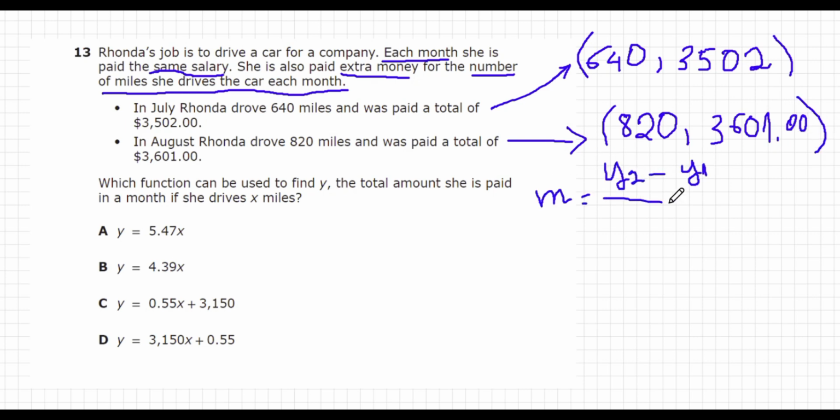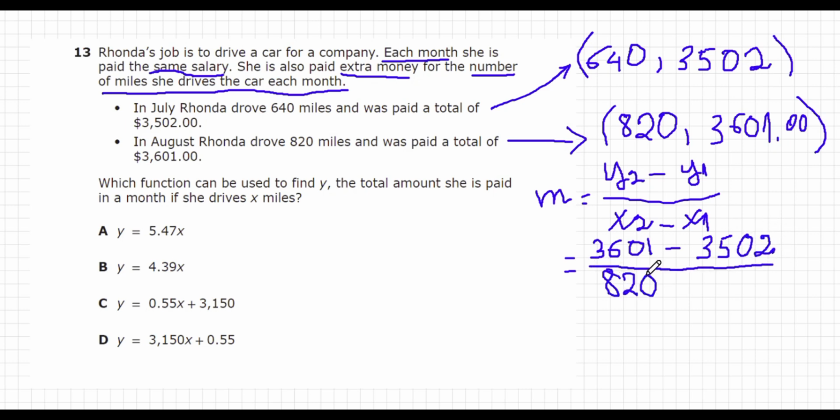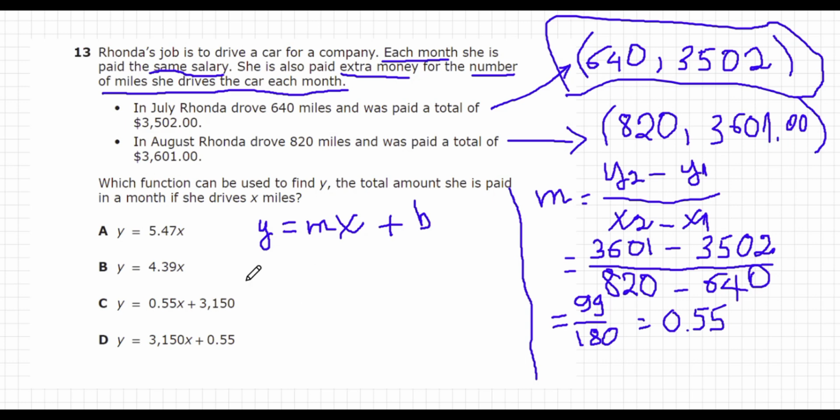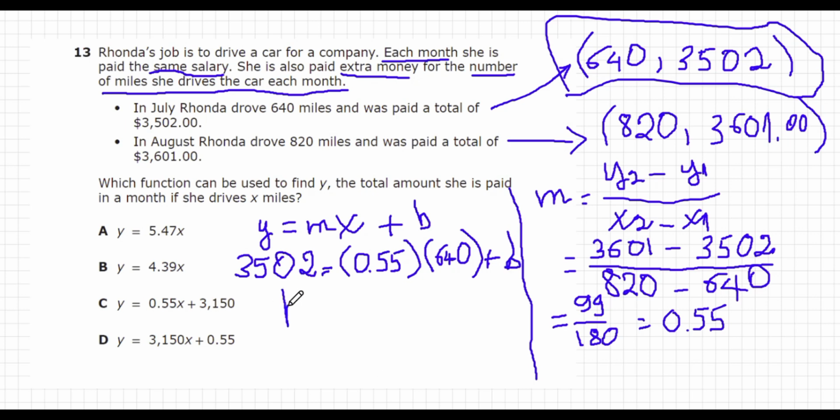To determine the slope, use the formula m equals (y2 minus y1) over (x2 minus x1), equals (3601 minus 3502) divided by (820 minus 640), which is equal to 0.55. Y equals mx plus b. Pick point 1 with x equals 640, y equals 3502 to substitute into the equation to find b. We got b equals 3,150. Hence, the equation is y equals 0.55x plus 3,150. C is the correct answer.